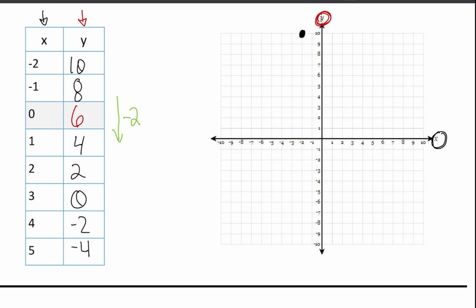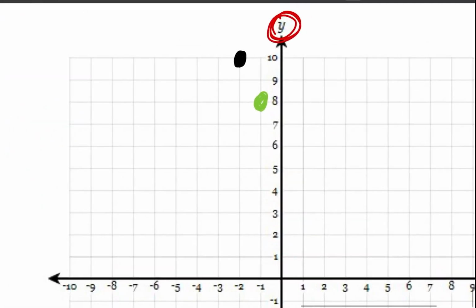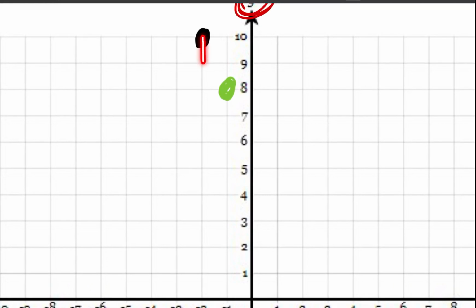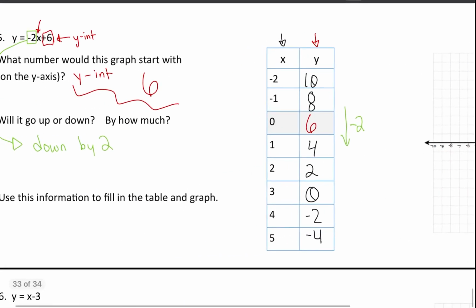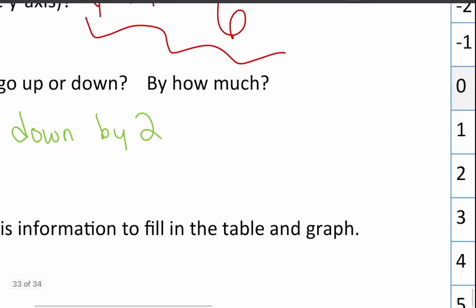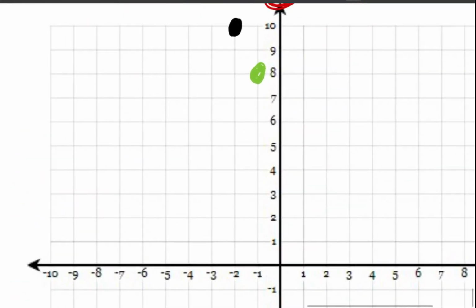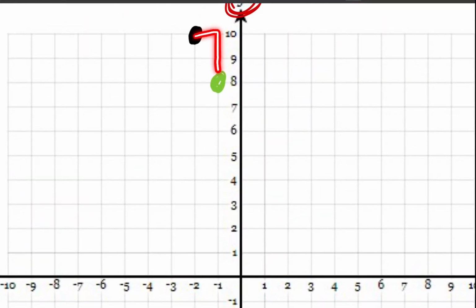Our next point here is negative 1, 8. So let's do that. Starting at the origin, we go left 1 up to 8. Very good. Now I want you to notice something here. How did we get from that black dot to the green dot? Well, we went down 1, 2, right 1. Look at what we wrote over here. We go down by 2. So every time we go over, we have to go down 2. Or every time we go down 2, we go over 1.